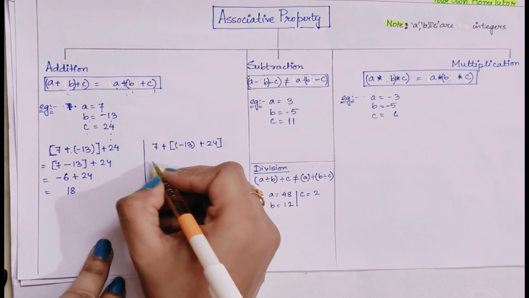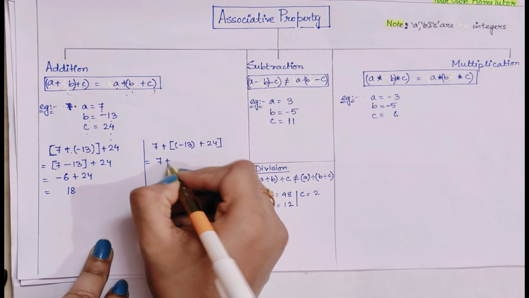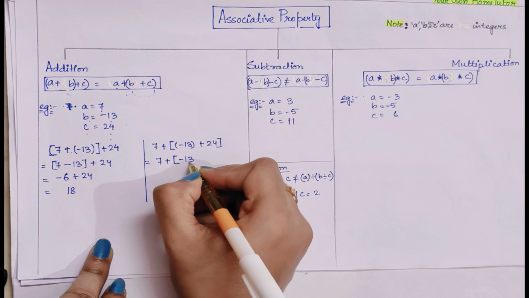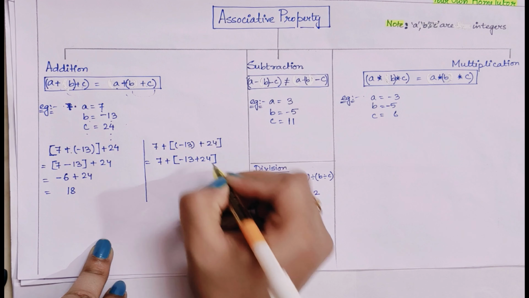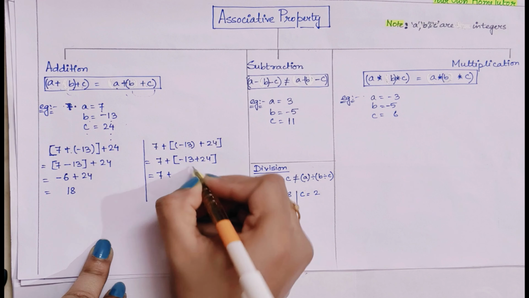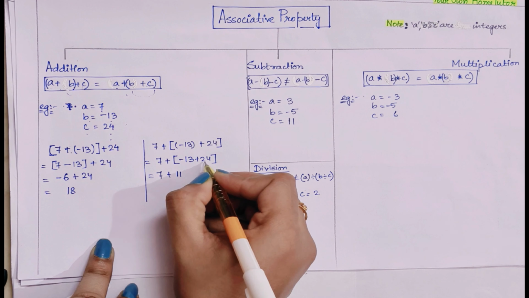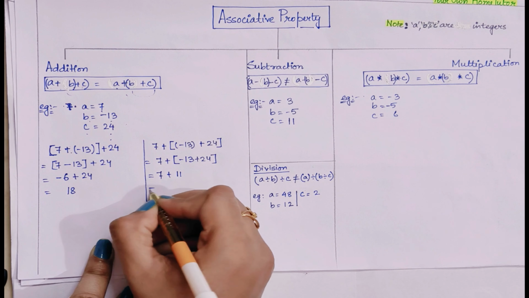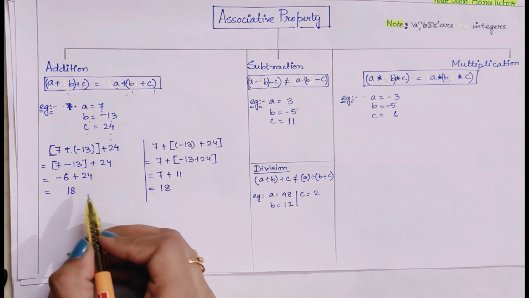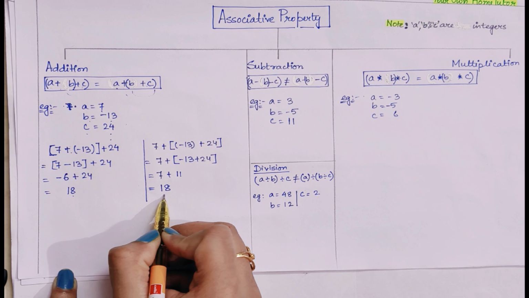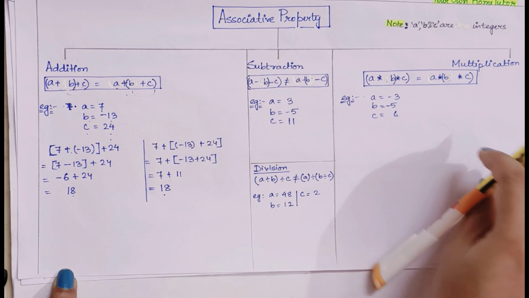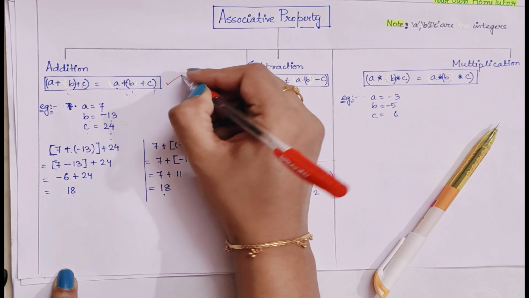Let us have a look here. Here again this will come out as minus 13 plus 24. So if I subtract these two, I'll get 11, which is positive because 24 is greater, and I'll get the answer as 18. So if you see, in both the cases, I got the answer as 18. That is, the associative property is holding for addition.